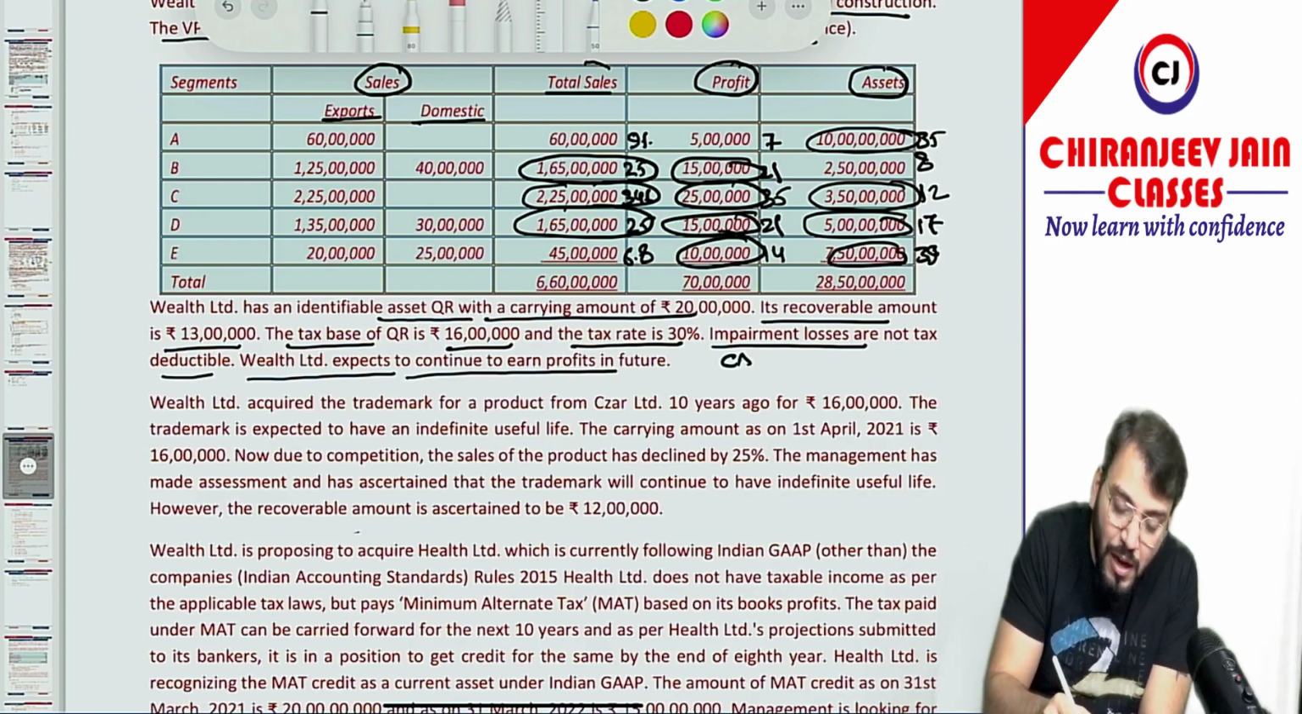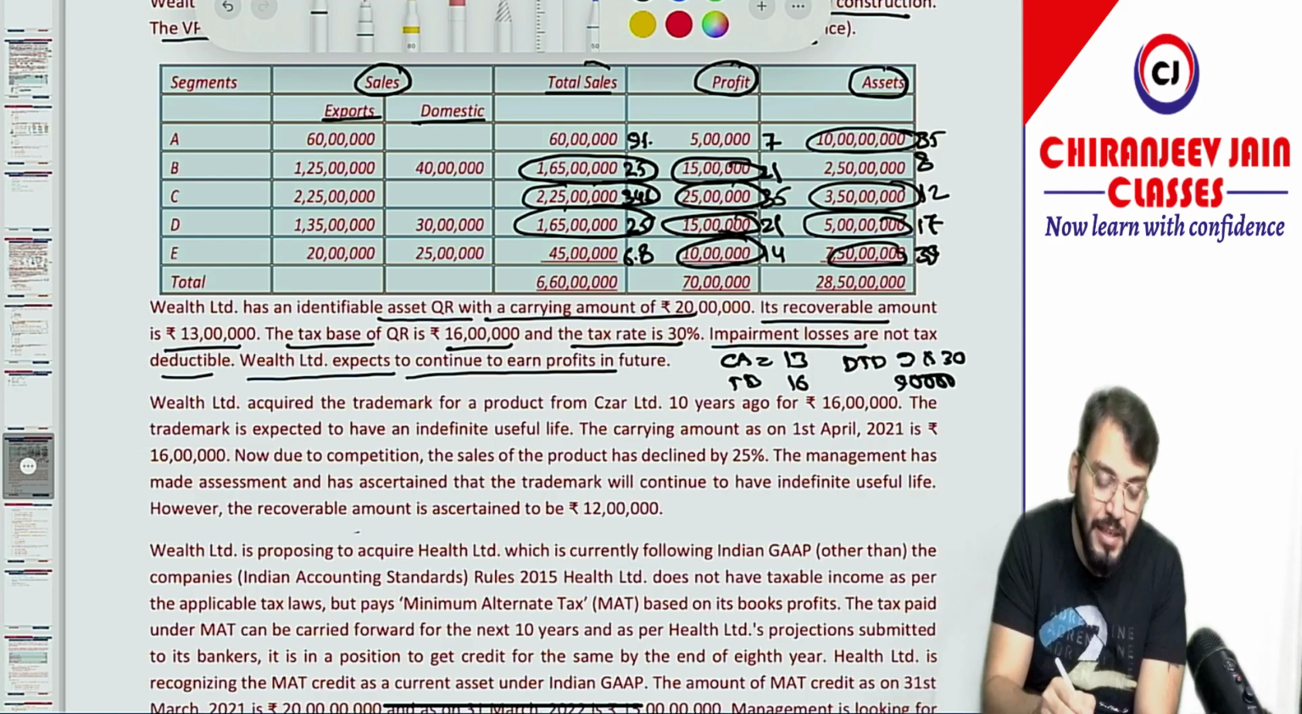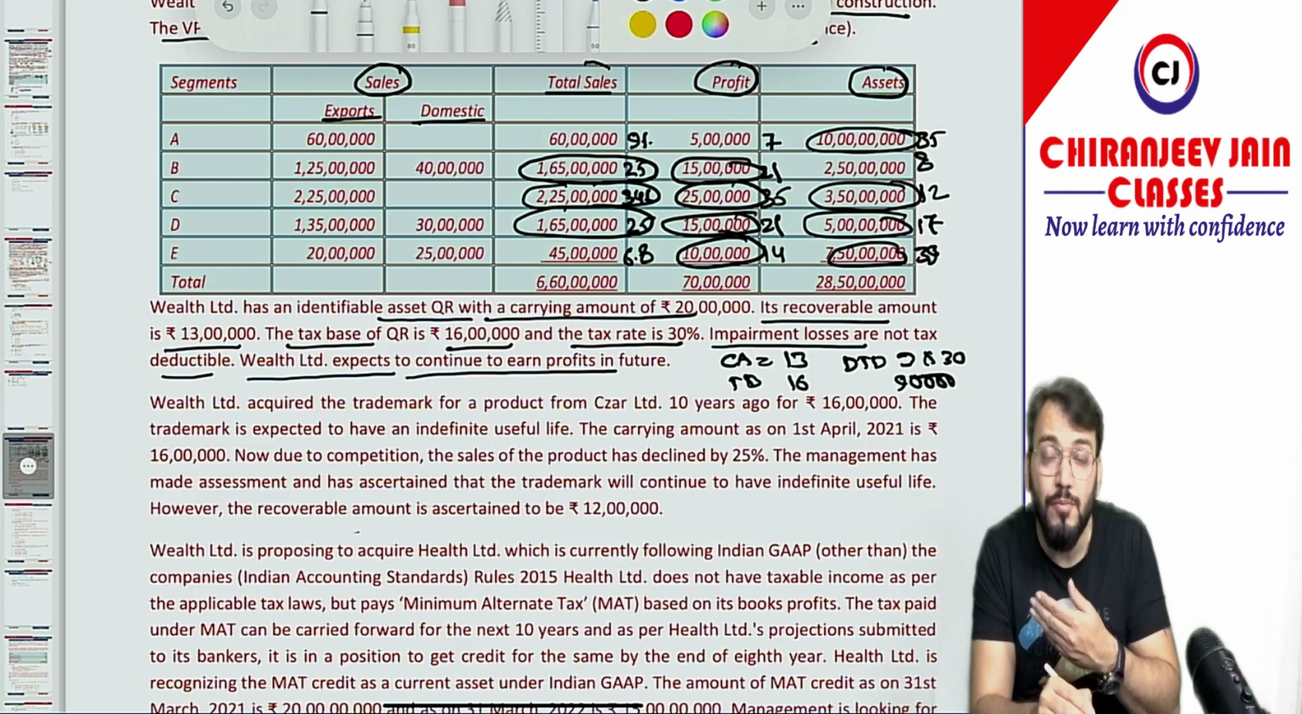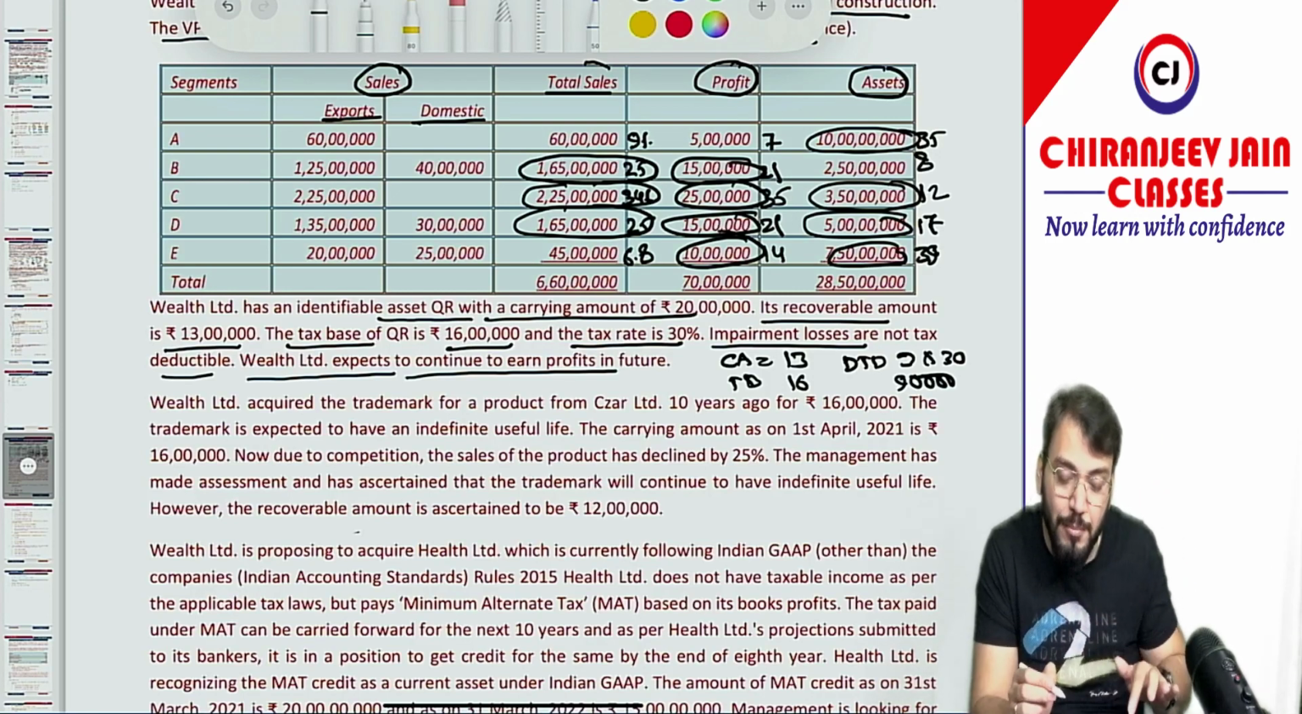What is the carrying amount after impairment? 13 lakh. What is the tax base given? 16 lakh. So there will be a deductible temporary difference of how much? 3 lakh. 3 lakh into 30%, so 90,000 will be DTA. And they have given that they are expecting to earn future profit, so of course DTA can be recognized.